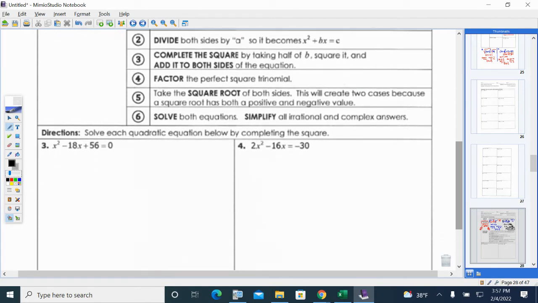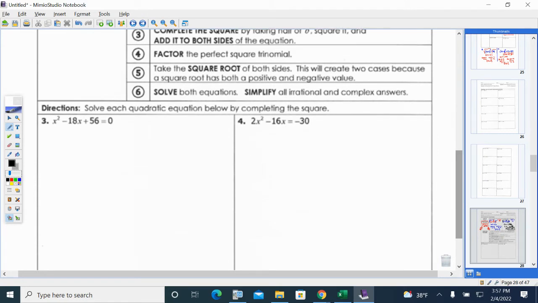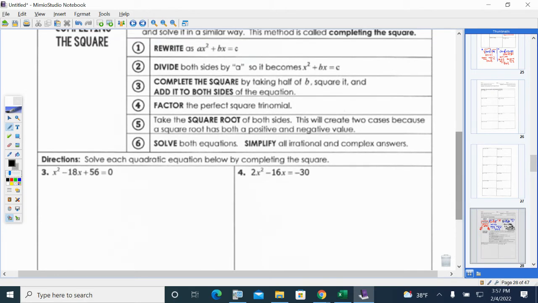Example number 3, directions tell us to solve each quadratic equation below by completing the square. So when it tells me to do that, I know up front this is not a perfect square trinomial. When we look at this example, 56 is not a perfect square, so this is not a perfect square trinomial. So step number 1, let me pull this back down just a little bit. Step number 1 says to rewrite that as ax squared plus bx equals c. So in this method, your constant is going to be on the right side of the equal sign.